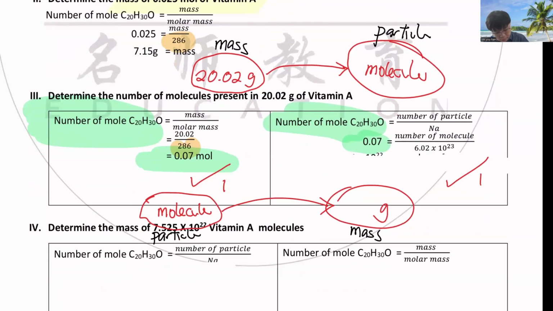So same thing. Take your particle, divide by the Avogadro constant first, 6.02 times 10 to the power 23. So that needs to change.